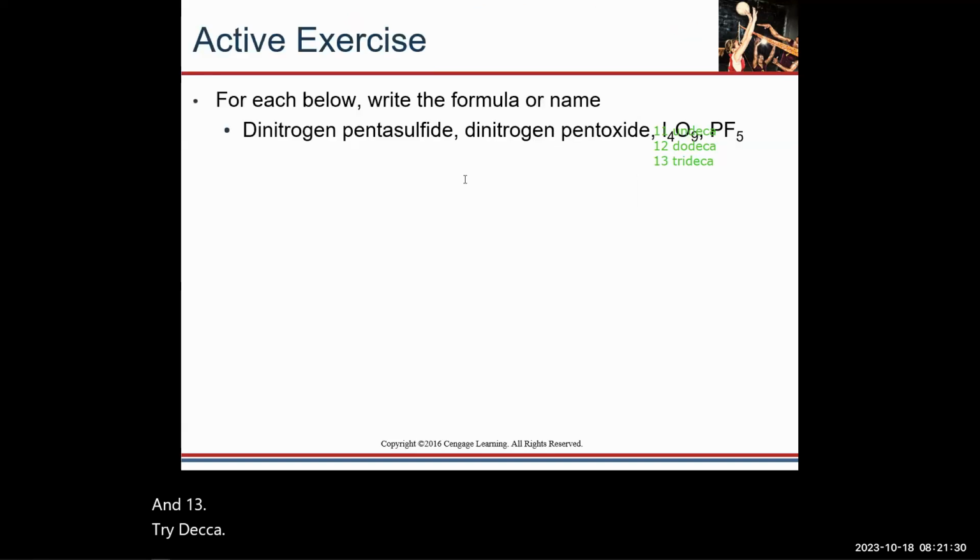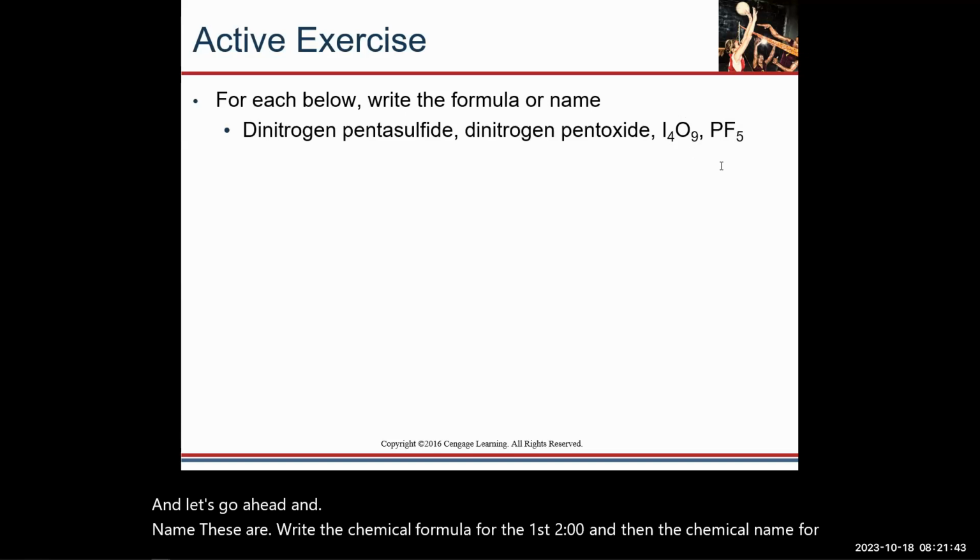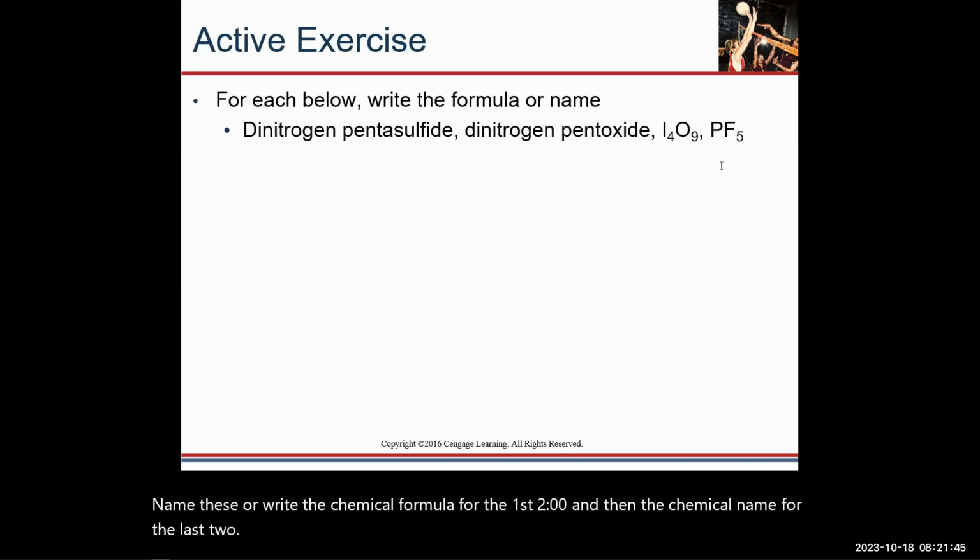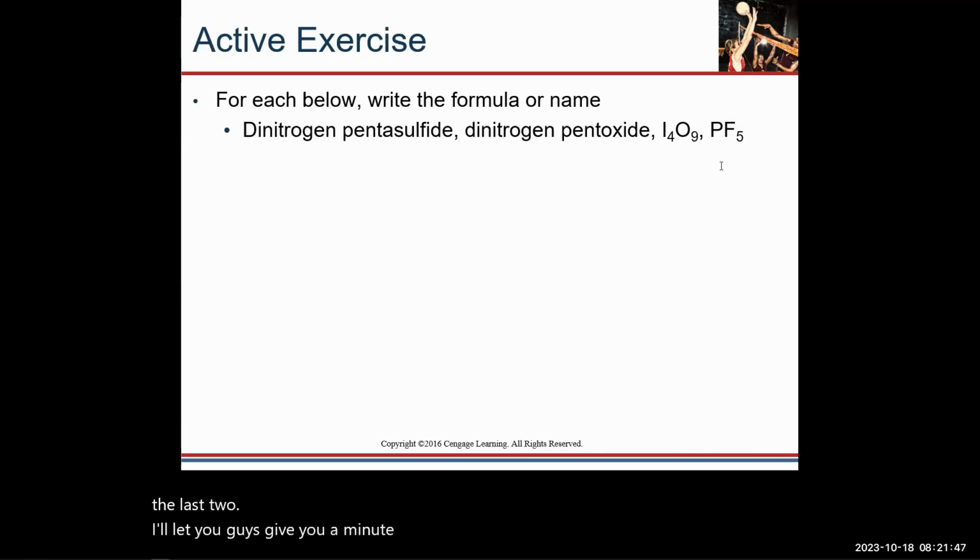Okay, so do me a favor. Let's go ahead and write the chemical formula for the first two, and then the chemical name for the last. I'll give you guys a minute or two to do that.